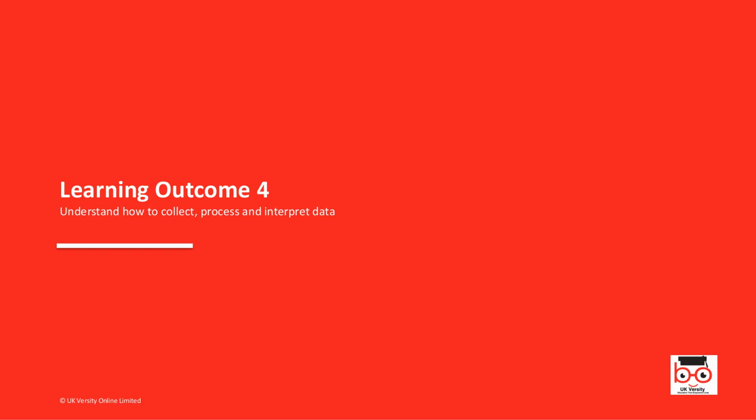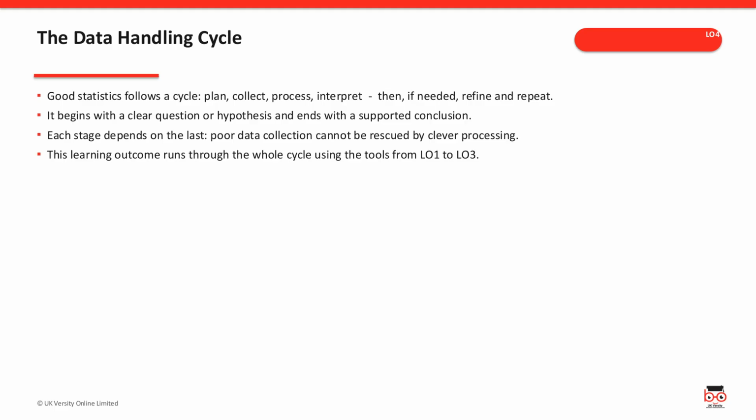Welcome to Learning Outcome 4, where we step back and look at the whole business of doing statistics well, from asking a good question to drawing an honest conclusion. This is where everything from the earlier outcomes comes together on a real investigation. Good statistics follows a cycle: plan, collect, process, interpret, and then, if you need to, refine and go round again. It starts with a clear question or hypothesis and ends with a conclusion the data actually supports.